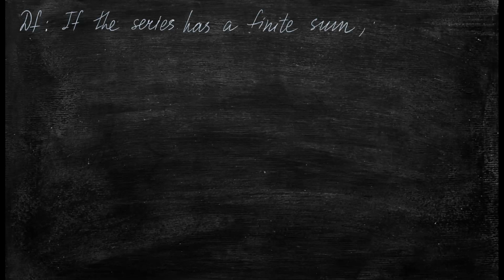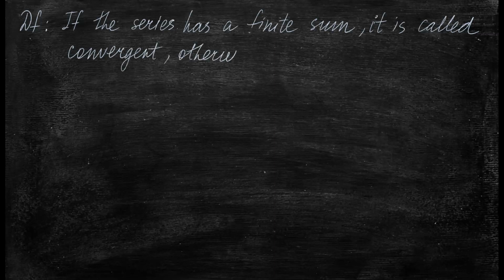Now we adopt the following vocabulary. If the series has a finite sum, it is called convergent. Otherwise, when it doesn't have a finite sum, it is called divergent.